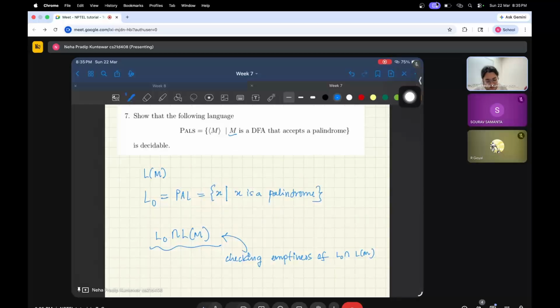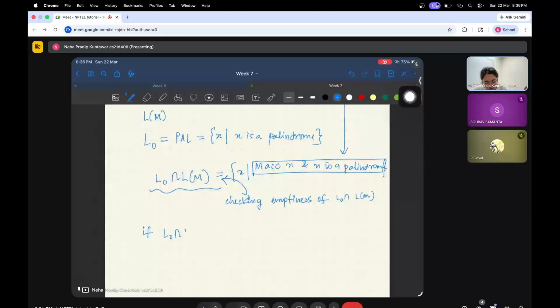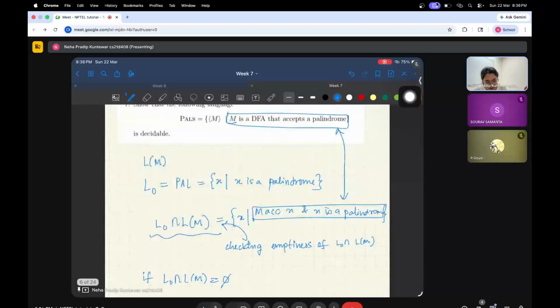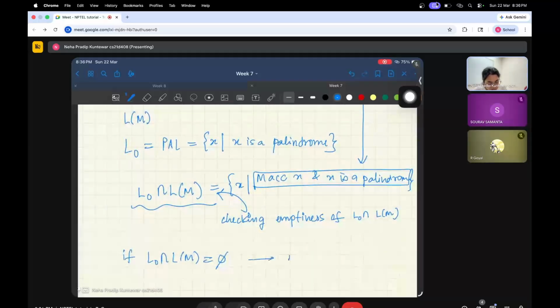So when you take its intersection, this language is nothing but the set of all x such that M accepts x and x is a palindrome, which is exactly what we wanted here. These two are same. So now all you want to do is, if L0 intersection Lm is empty, then your answer is no. If this is not empty, then your answer is yes, similar to what we did earlier.